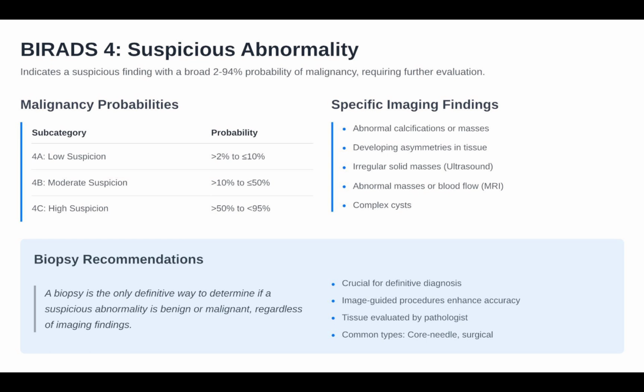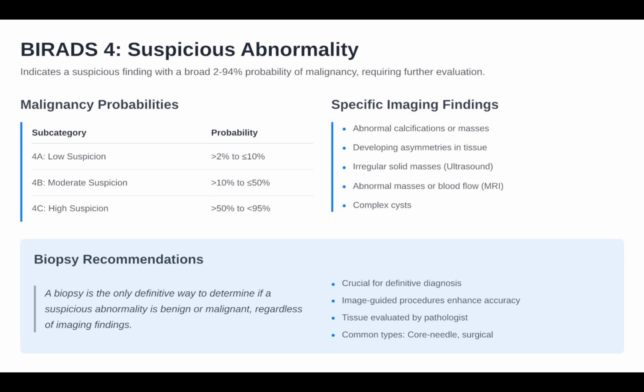4C, high suspicion. This subcategory signifies a 50 to 95% probability of malignancy. These findings have some but not all of the characteristic features of cancer. This could be an ill-defined or irregular mass or a fine pleomorphic or linear branching calcification that are highly suspicious but still fall short of the definitive malignant appearance of a BI-RADS 5 lesion.